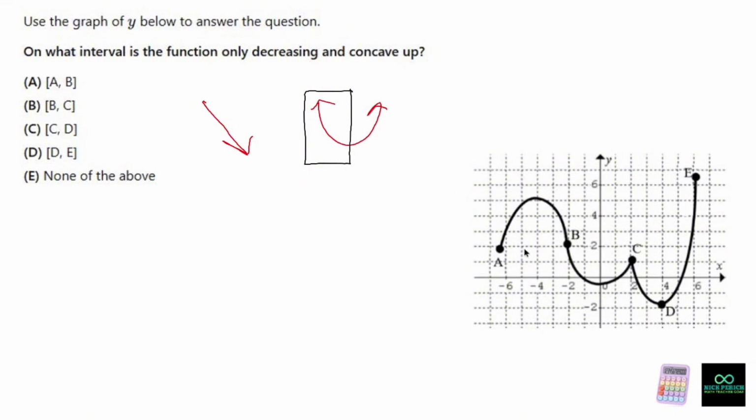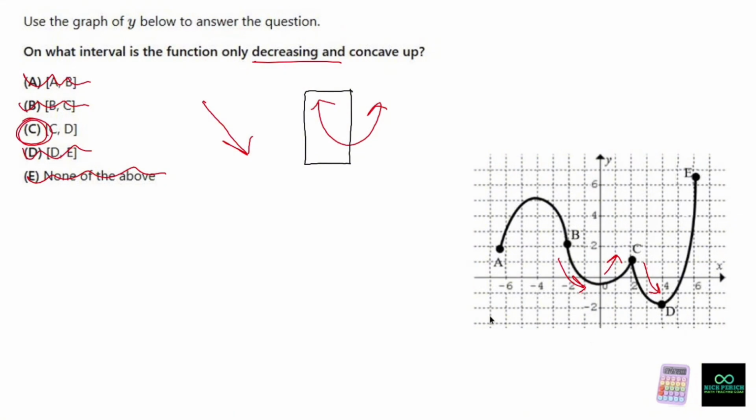Between A and B is concave down, not even an option. Between B and C is concave up, but that's not only decreasing. It starts out decreasing, but then ends up increasing halfway through, so it's not an option. Between C and D is concave up and decreasing, so that's the one that we want. D and E is concave up and increasing. None of the above is not what I want. So this one is C because of what I said just a second ago.